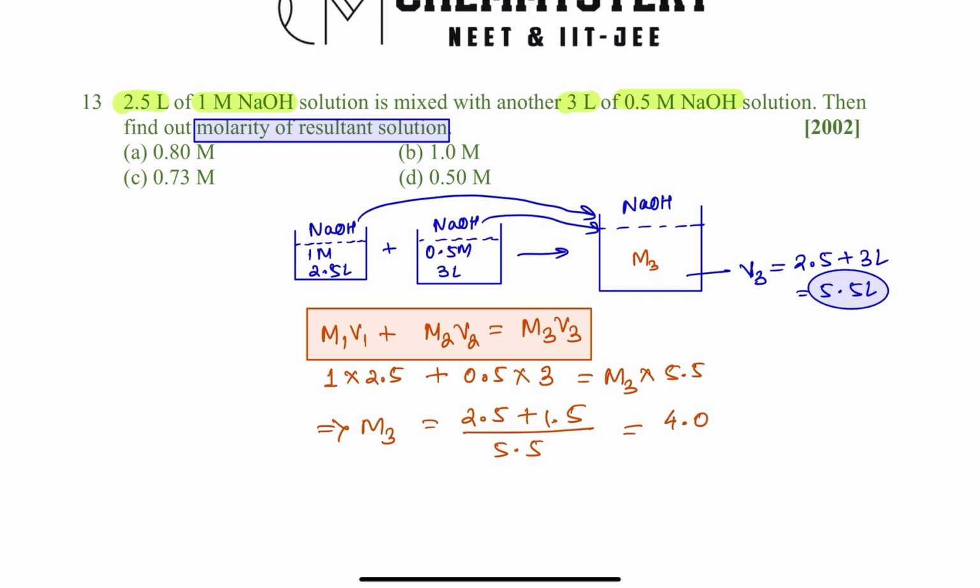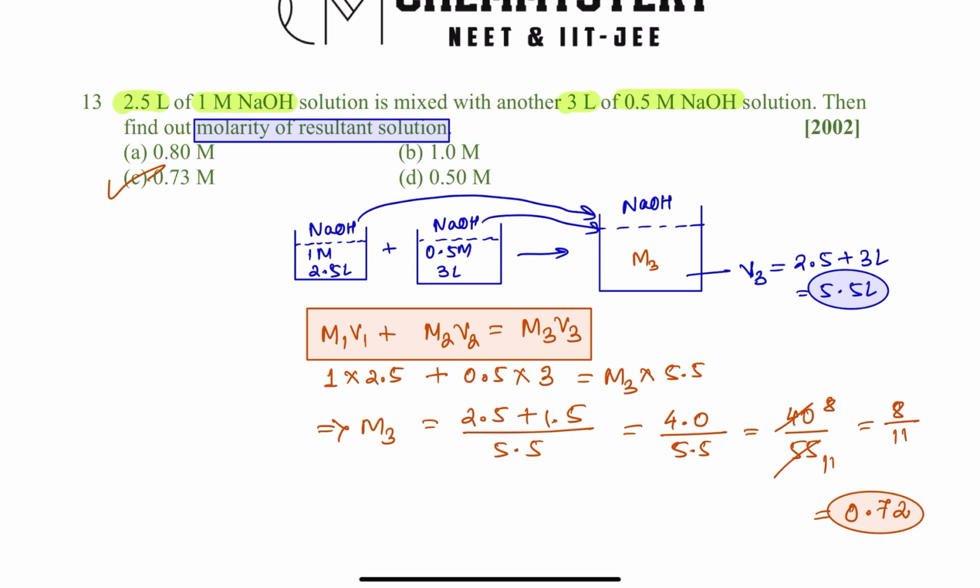So this is 4.0 divided by 5.5. I can simplify and write this as 40 divided by 55. So I can use 5 to cancel out. This is 11, and this should be 8. So this is coming as 8 by 11. So finally, how much are we getting here? 0.72. This is the molarity of the solution which is formed by mixing the other two NaOH solutions. 0.72 or 0.73, that is option C, will be our answer.